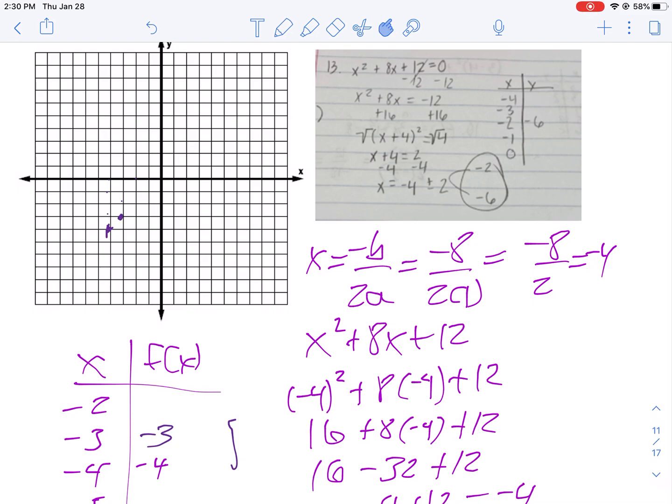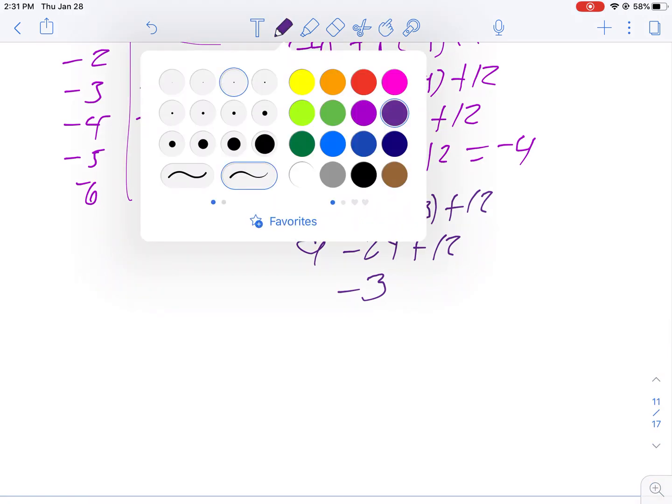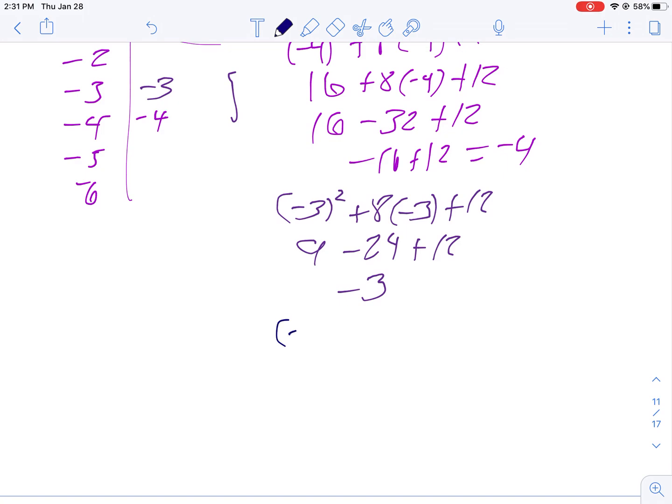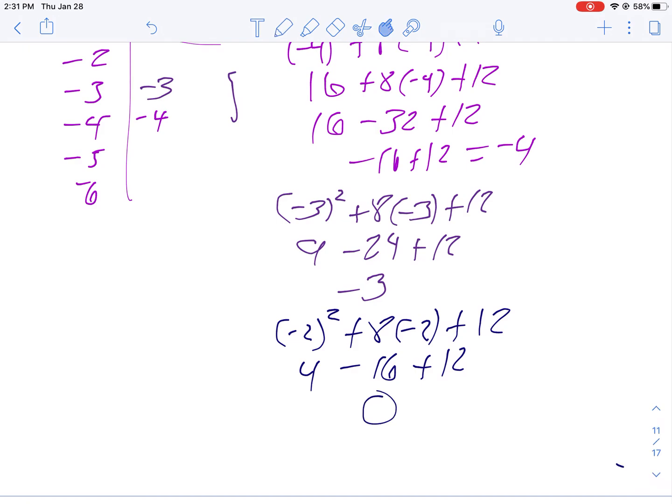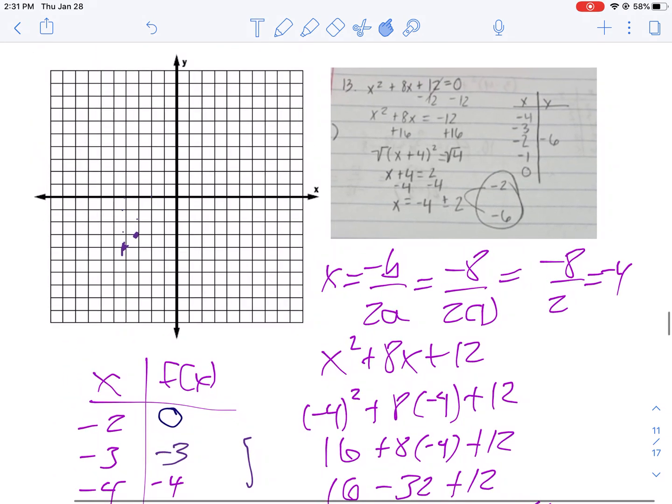I wonder if I'm at -2 if I'll be at -2. Well, let's find out. Now we're going to do -2. So -2 squared plus 8 times -2 plus 12. Well, -2 squared is 4. 8 times -2 is -16, plus 12. 4 plus 12 is 16, minus 16 is 0. That's your solution. When it crosses the x-axis, that's your 0. And notice, you had that correct. When you're at -2, we're at 0.